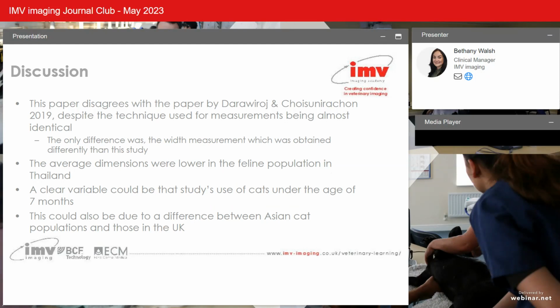The paper from Thailand disagrees with this paper, despite the techniques used for the measurements being almost identical. The only difference was the width measurement, which was obtained differently in this study. The average dimensions were lower in the feline population in Thailand, and a clear variable that could explain this is that study's use of cats under the age of 7 months. This also could be due to a difference between Asian cats and those here in the UK.